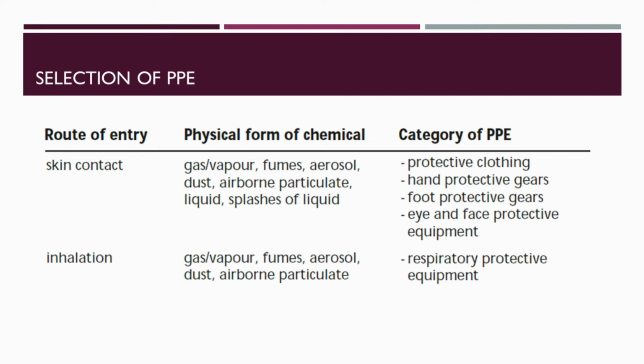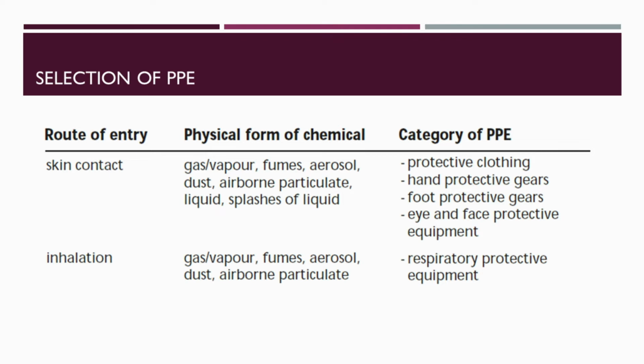Route of entry. If the route of entry is skin contact, the physical form of chemical may be gas or vapor, fumes, aerosol, dust, airborne particulate, liquid, or splashes of liquid. Then the PPE required is protective clothing, hand protective gears, foot protective gears, eye and face protective equipment.